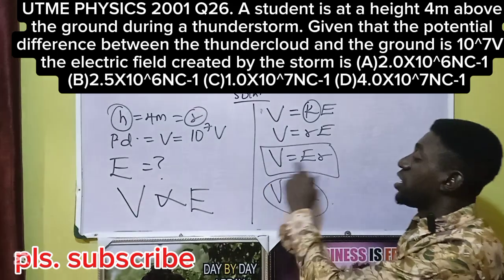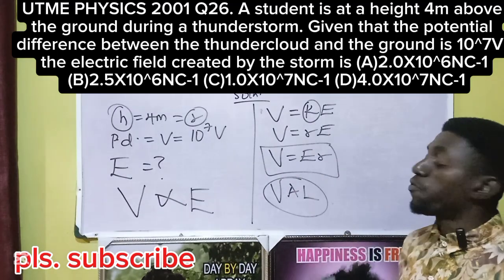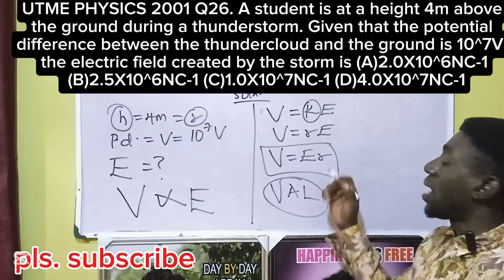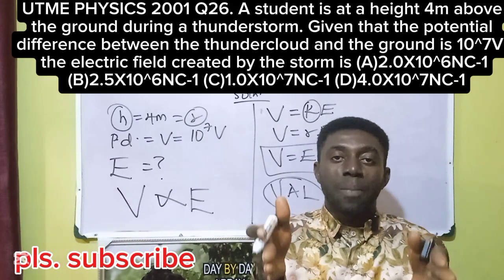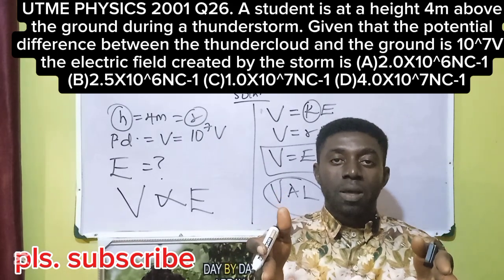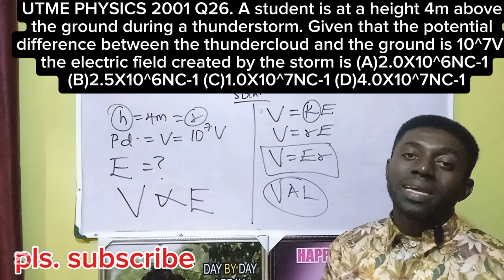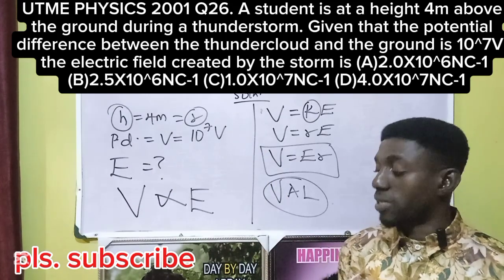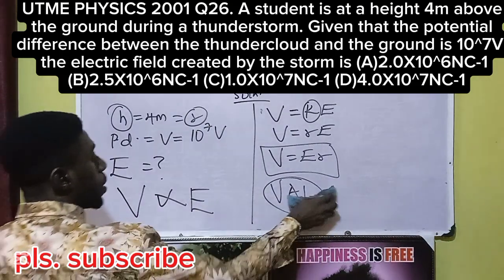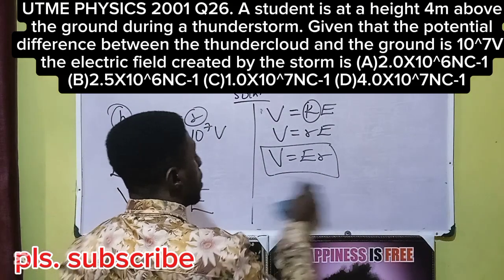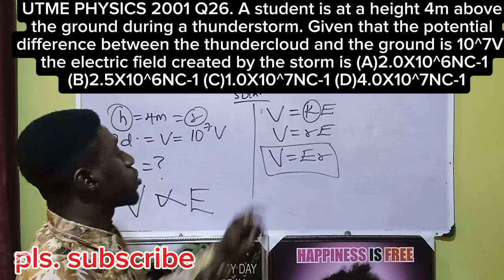So what we mean there is VER, where V stands for voltage or potential difference, E for electric field intensity, and R for radius or the gap between two charges, or height. Distance, radius, height, all are measured in the same units, meters. Let's put this aside. So using the main formula VER, let's go back to our question.